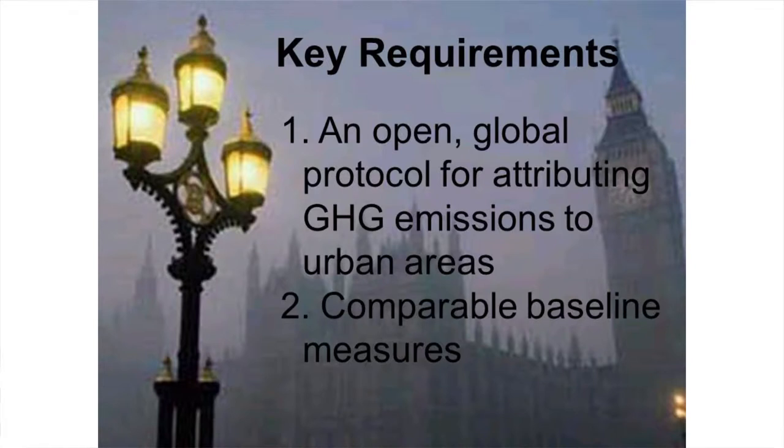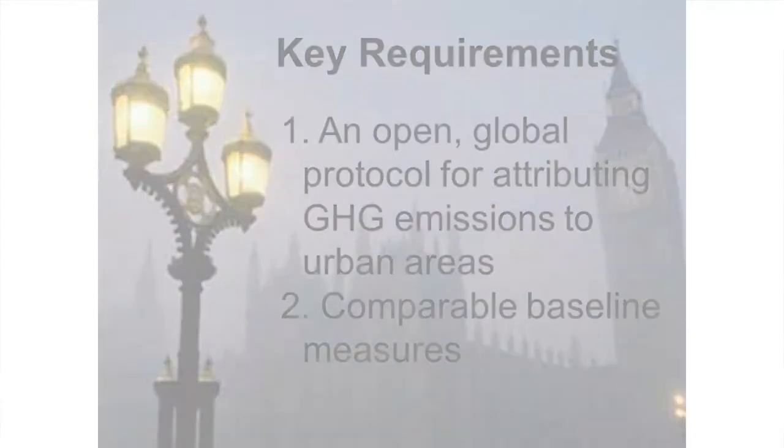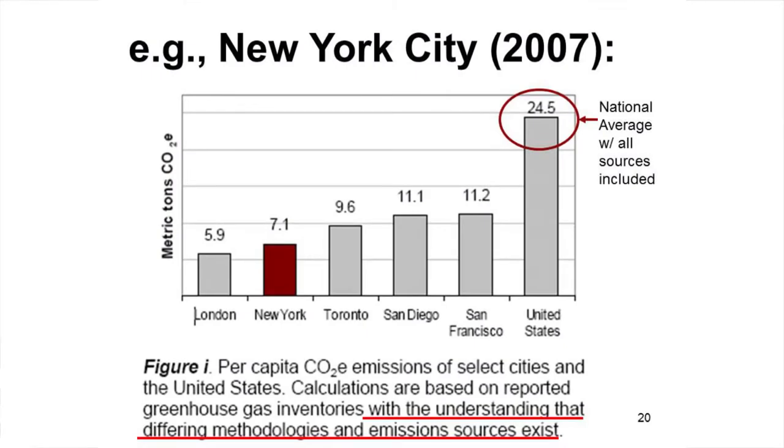Here was just one example. New York City, its inventory done for 2007. New York City and London, and some of the biggest cities, have been real drivers in this work, with dedicated people and offices towards doing everything. But underlined in red there is the point that there's an understanding of the different methodologies we used in comparing New York City to these other cities here. And notice how Toronto's now 9.6 in this one.